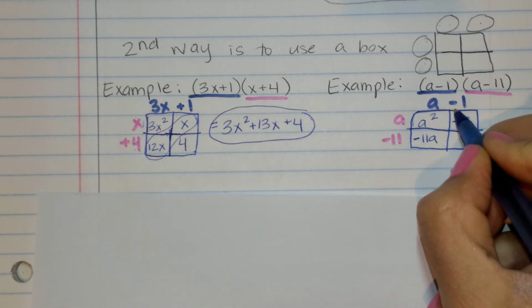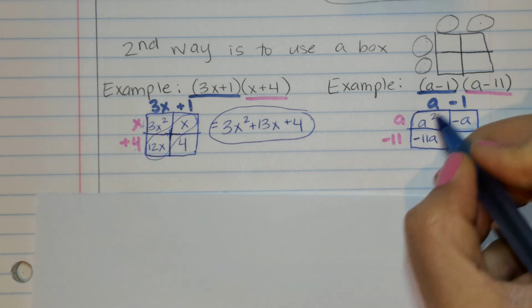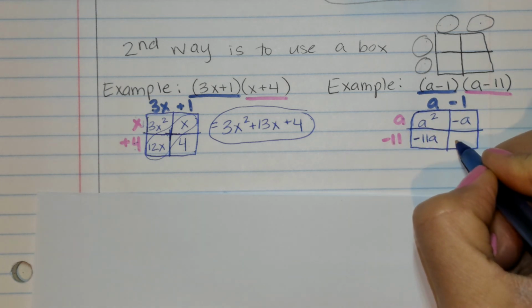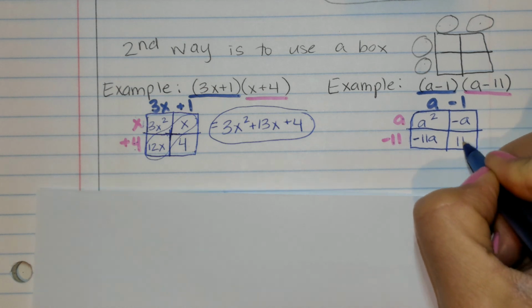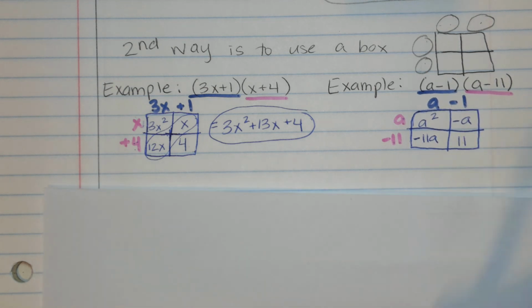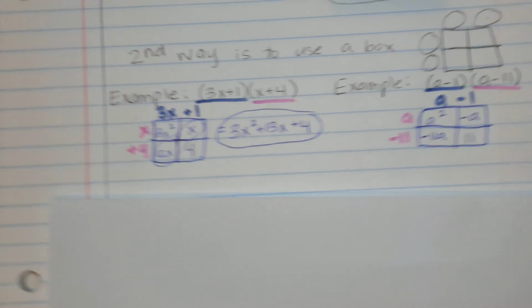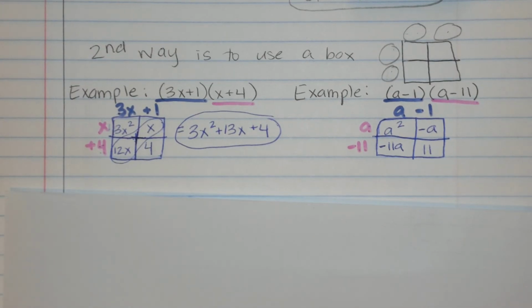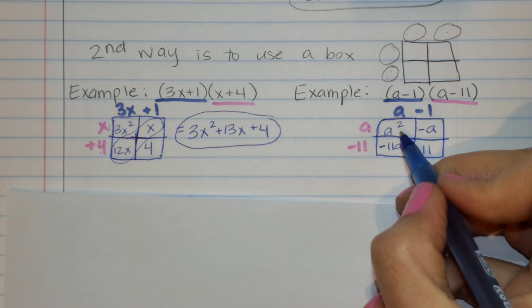And then to get this box, it's negative 1 times negative 11. And negative times a negative is a positive, so positive 11. Or if you want, you can put a plus. So you multiply to get the inside numbers. And then when you write your final answer, it is just all of these.